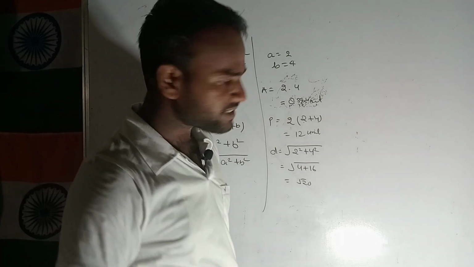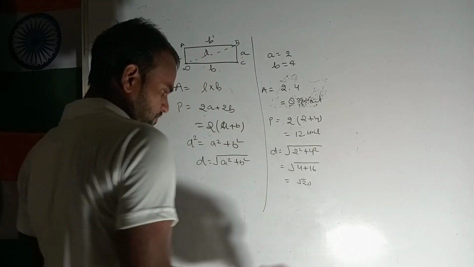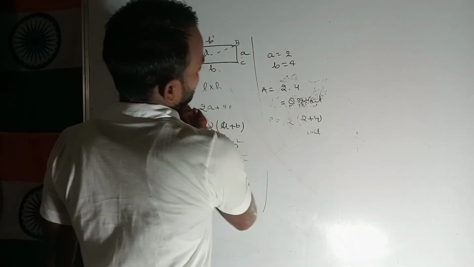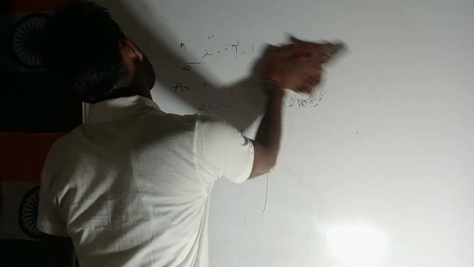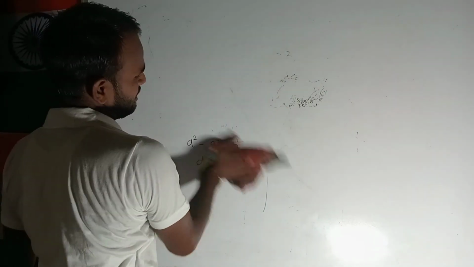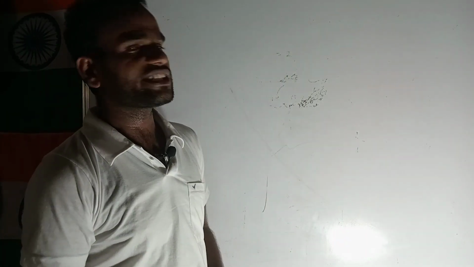So moving to the next figure, I will discuss the triangle. Basically we have 4 types of triangle: scalene triangle, isosceles triangle, equilateral triangle, and the right angle triangle. So we will start from the scalene triangle.